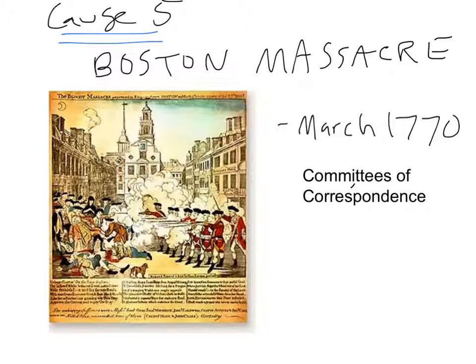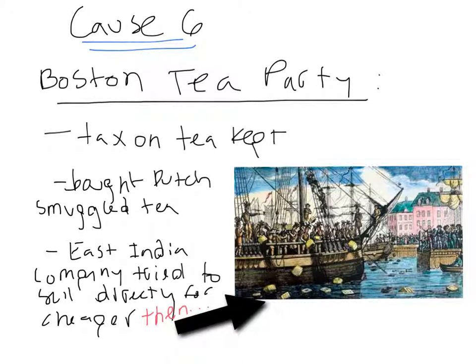Adams later organized committees of correspondence, which were local groups that informed colonists of British measures in opposition to them, years before the war. The British withdrew their troops from Boston and only kept the tea tax. Parliament withdrew their troops, but to keep supremacy, they still taxed the tea.